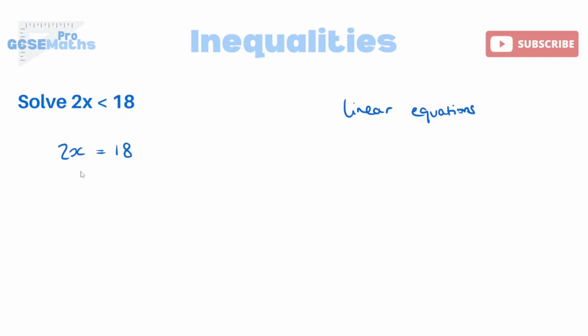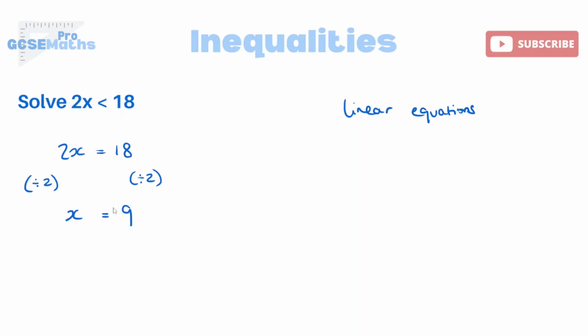If we just had this as a linear equation, to move the 2 to the other side, we would have to do the opposite of what's already happening. What's happening currently is we've got 2 times x. The opposite is therefore divide, and the same with linear equations, we have to do it to both sides. So 2x divided by 2 is just obviously 1x. 18 divided by 2 is 9. If that was just an equation, that would be your answer: x equals 9.